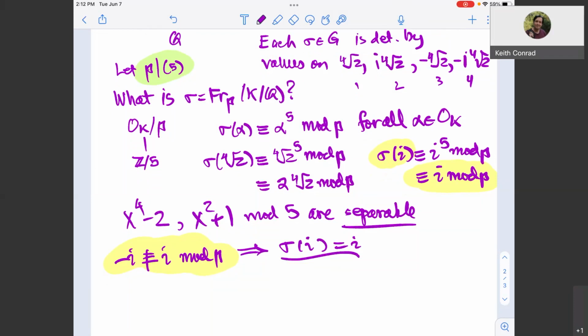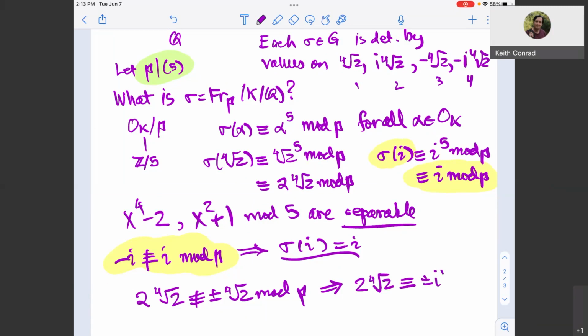Now, the 4th root of 2, well, I know that twice the 4th root of 2 is definitely not plus or minus the 4th root of 2 mod p, because the 4th root of 2 is not 0 in characteristic 5, and so I could cancel. 2 is not plus or minus 1 mod 5 in characteristic 5. So twice the 4th root of 2 is not plus or minus the 4th root of 2. And so therefore that tells me that this number has to be congruent to plus or minus i times the 4th root of 2.